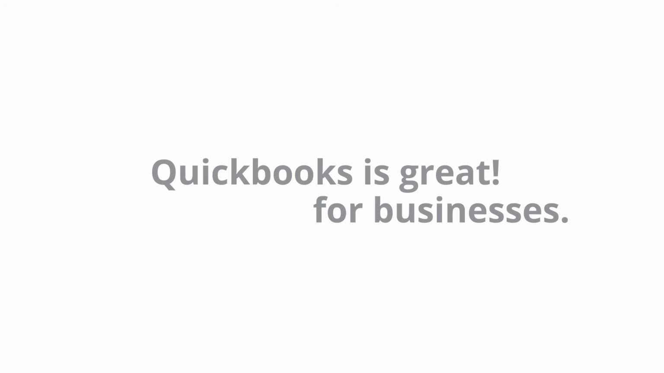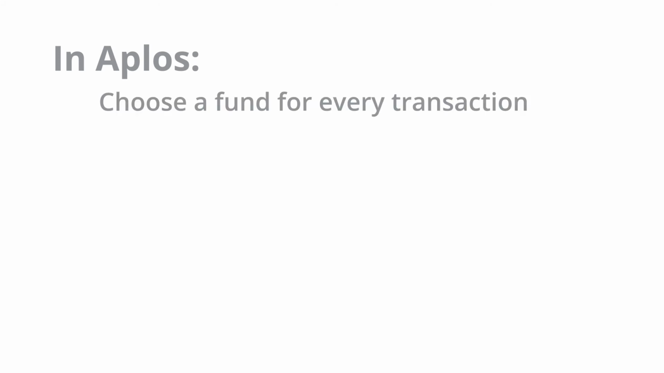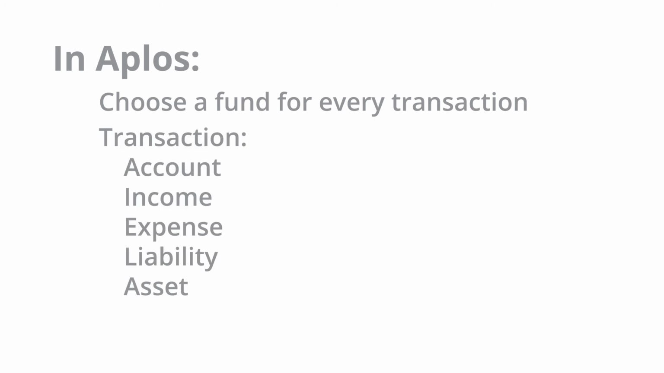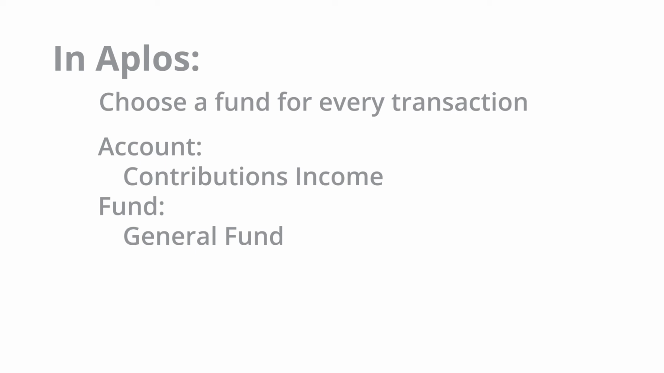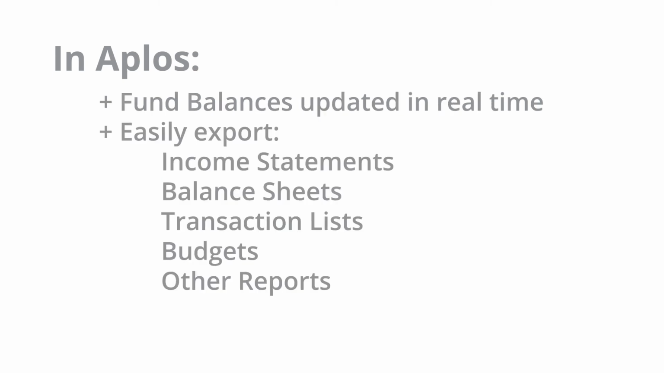So what Aplos does is we require you to choose a fund with every transaction. So every transaction that you enter in Aplos is going to have an account: income, expense, liability, asset. You're also going to have a fund, which in our system is set up as an equity account. So you've got the account, say contributions income, and then the fund, general fund. So then we know that the general fund needs to increase in the checking account that you're keeping track of. So we know not only the fund balance, but we know the cash balance, and we know the income, and we know all the transactions associated with that. So on a transactional basis, you're keeping the fund balances up to date in real time.